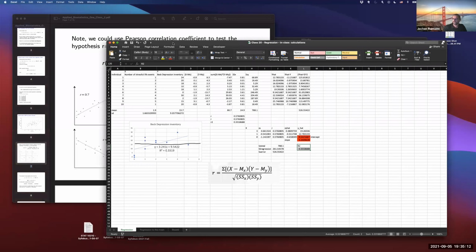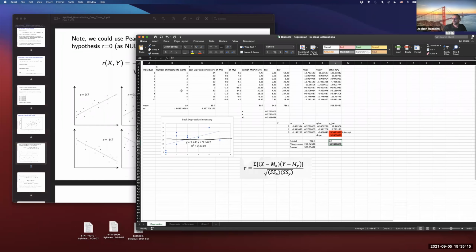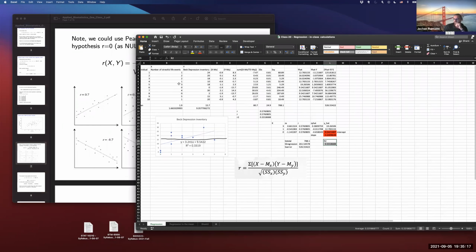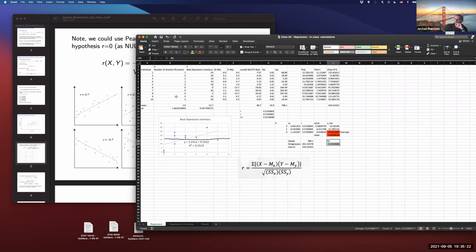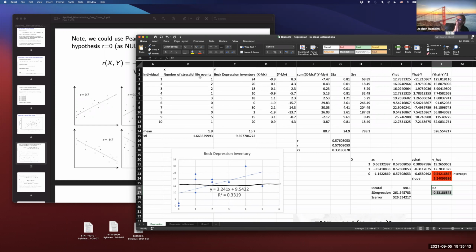So how does that look like? This is the example I showed to my undergrads. We have here 10 individuals that have a certain number of stressful life events, ranging from 1 to 5. The stressful life events, on the x-axis, are meant to predict, on the y-axis, that your depression is getting worse when you have more stressful life events. Sounds reasonable, right?